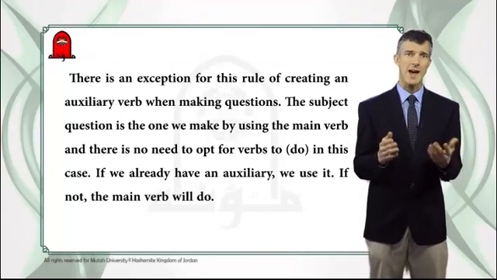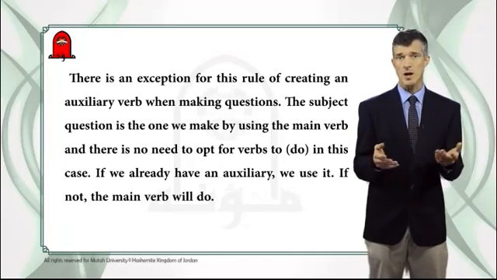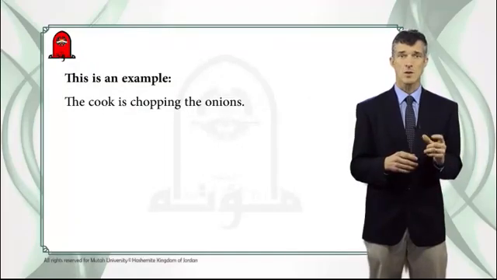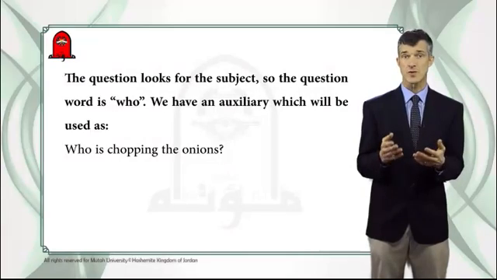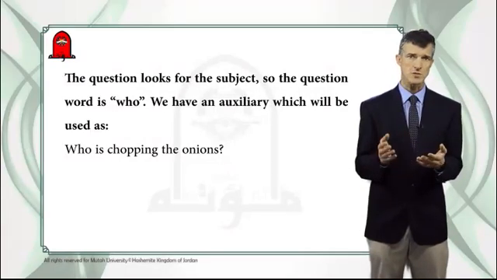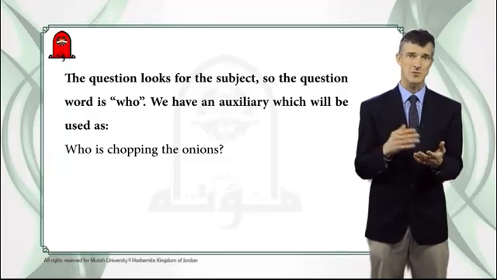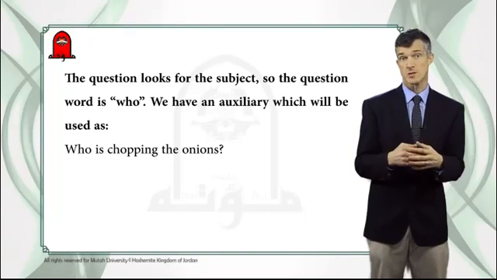If we already have an auxiliary, we use it. If not, the main verb will do. This is an example. The cook is chopping the onions. The question looks for the subject, so the question word is who. We have an auxiliary which will be used as who is chopping the onions.